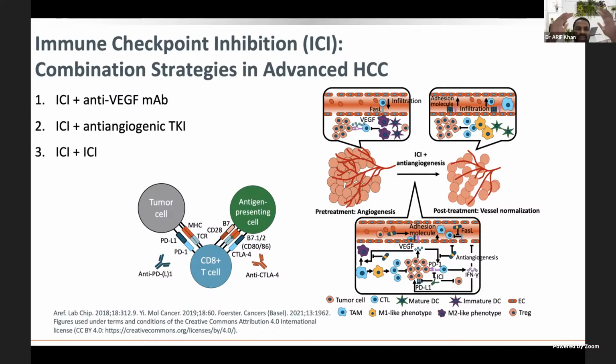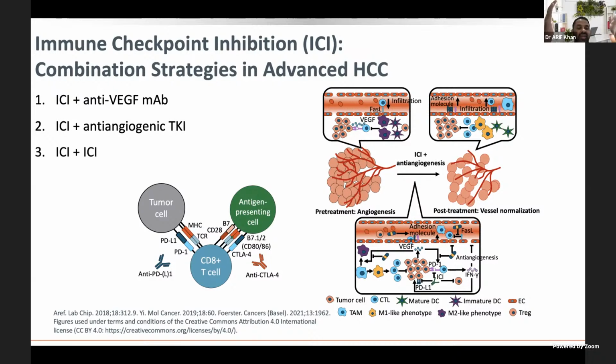Because HCC, we know, is a hypervascular tumor, with a lot of angiogenesis going on within the tumor. It is surviving on the blood supply. So why not block the blood supply to the tumor and combine with some immune checkpoint inhibitors, which can activate the immune cells, leading to better tumor cell kill? So that's what they studied.